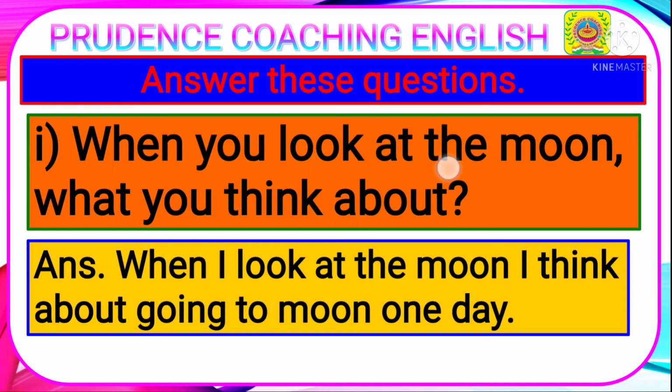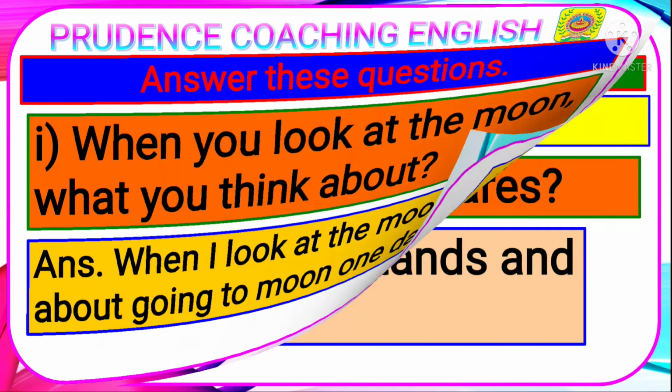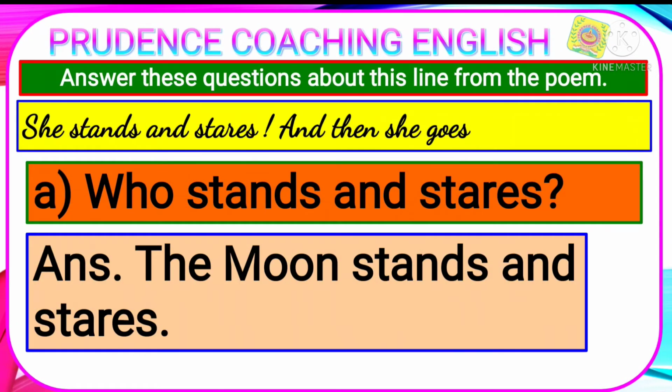Next question. When you look at the moon, what do you think about? Answer. When I look at the moon, I think about going to the moon one day. Now let's start with the next one. Answer these questions about this line from the poem. She stands and stares, and then she goes. Who stands and stares? Answer. The moon stands and stares.